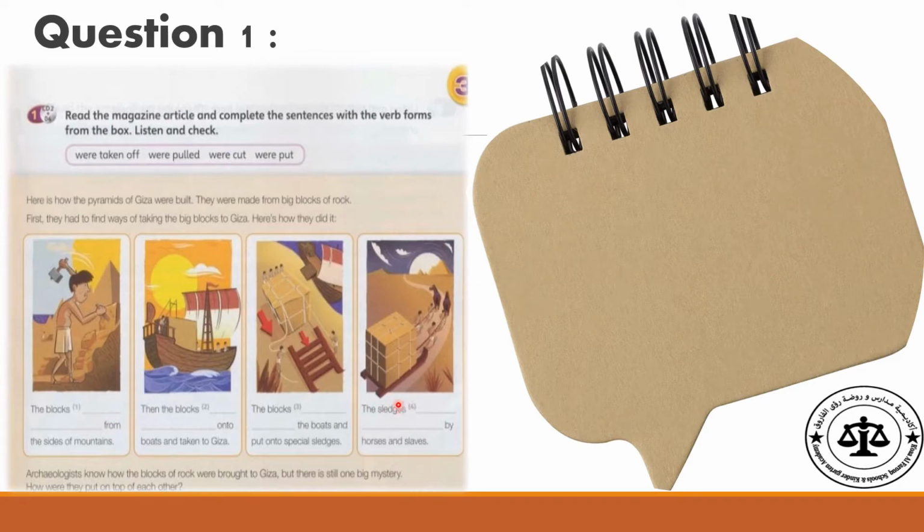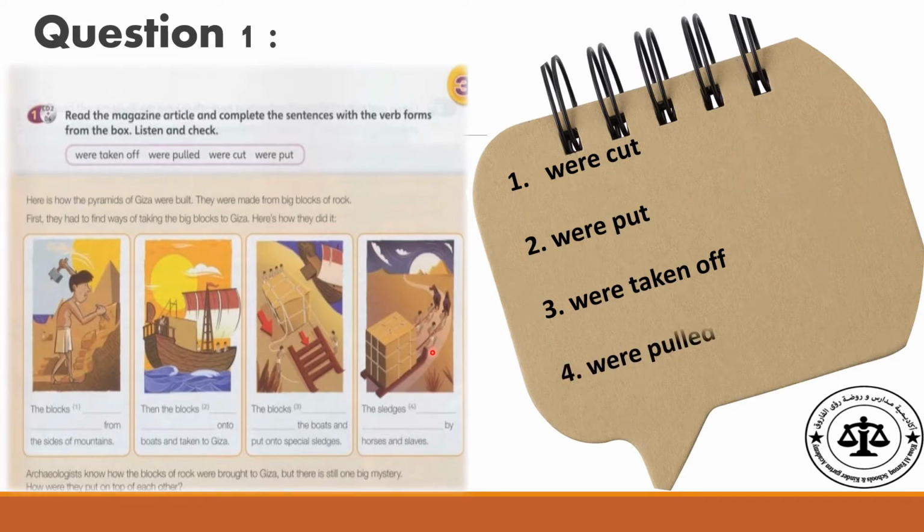So here we have the steps or the information about how the pyramids were built. Okay, let's start with the first step. The blocks what? From the sides of mountains. Excellent. Were cut. Number 2. Then the blocks what? Onto boats and taken to Giza. Excellent. Were put. Number 3. The blocks what? The boats and put onto special sledges. Excellent. Were taken off. And the last one, the sledges what? By horses and slaves. Yes, were pulled.